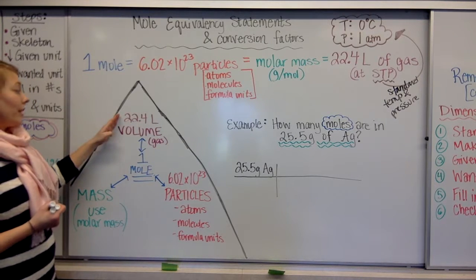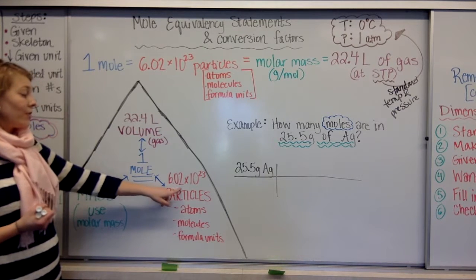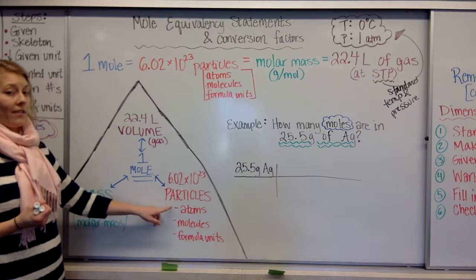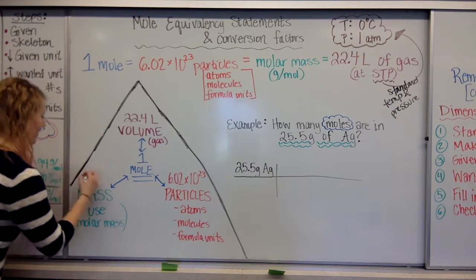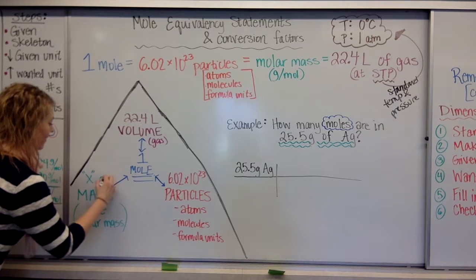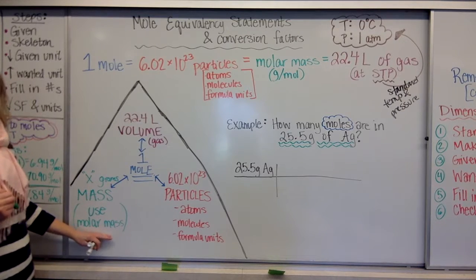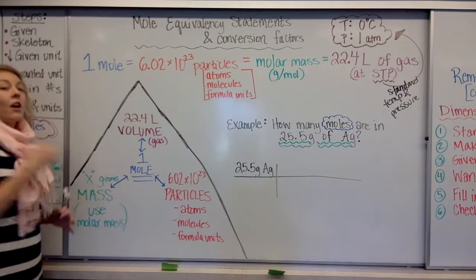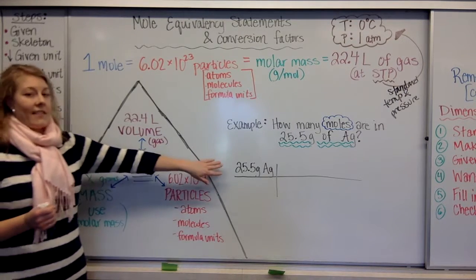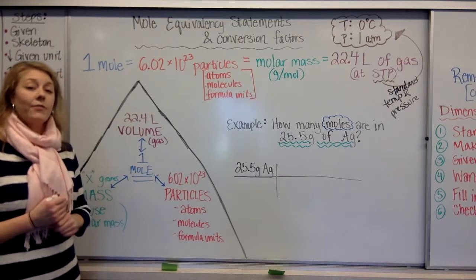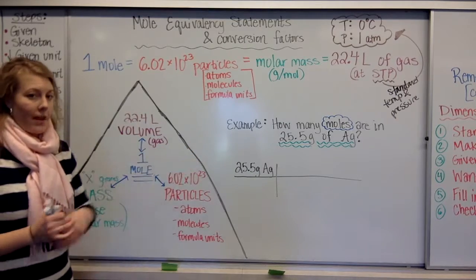The 22.4 liters of a gas is equal to 1 mole. 1 mole is also equal to 6.02 times 10 to the 23rd particles. 1 mole is also equal to X number of grams, or some mass. Here's where we're going to use the molar mass. So all of these are equal to each other, okay? Now, let's take a look at an example. We're going to do the same thing we did for our previous example of cookies and dozens, right? But actually with chemistry, okay?